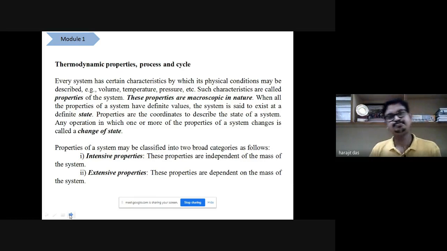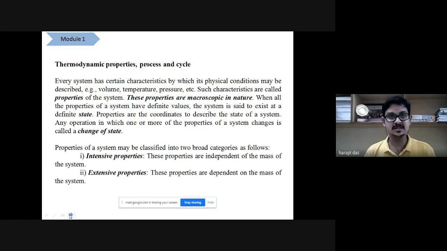Now let's come to some terminologies which are very important for you to remember throughout your life, because now you are in the core part of mechanical engineering, isn't it? So first one is the thermodynamic properties. What do you mean by property actually? Properties are the entities through which the state of a system is defined.